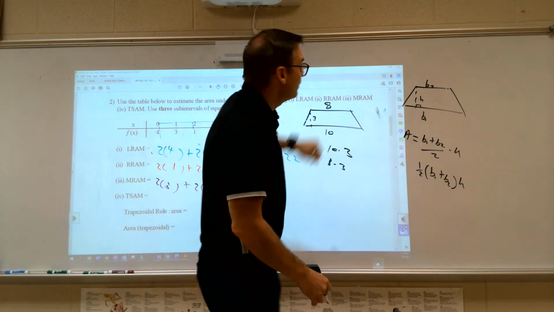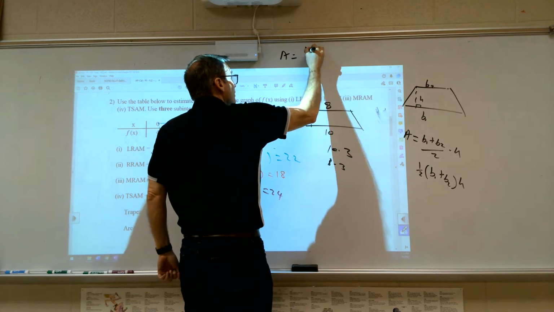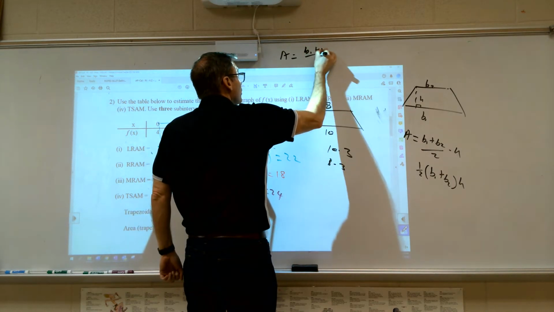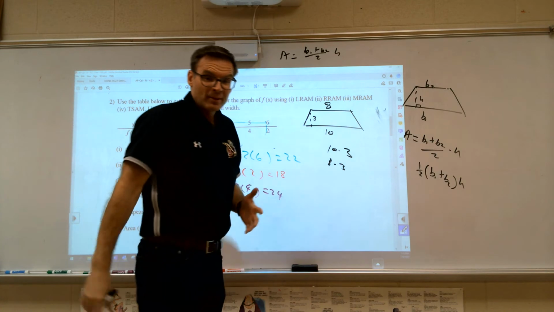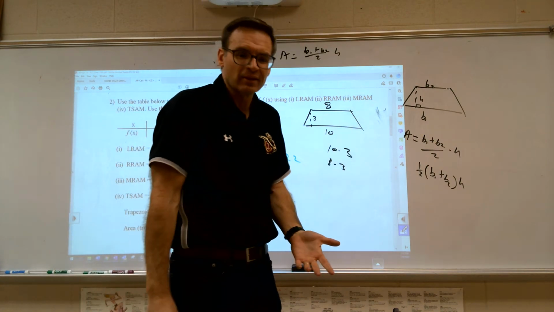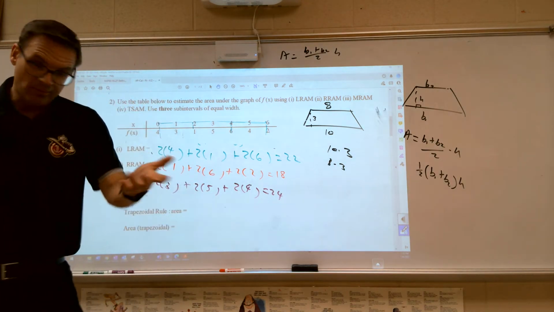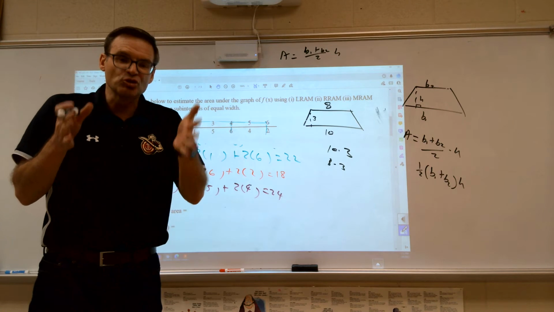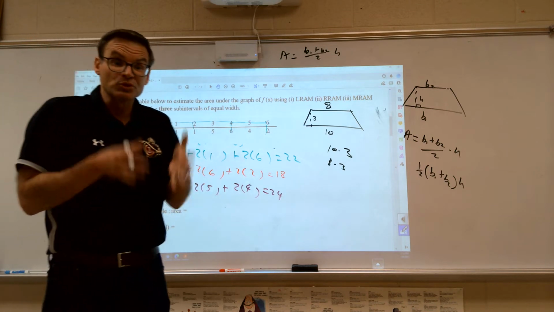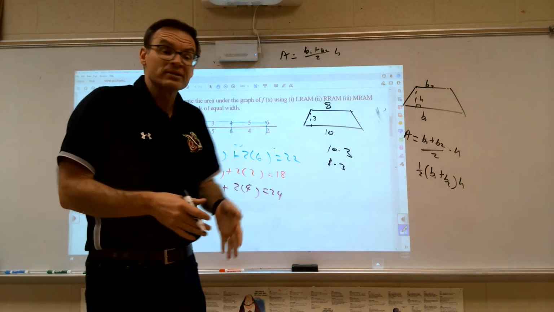So I'm going to write that up here. The area of a trapezoid is B1 plus B2 over 2 times H. So what does that have to do with anything? Because what we've been dealing with, all day yesterday and most of the day, is rectangles, and the reason we use rectangles is we draw rectangles, like when we were approximating the area.